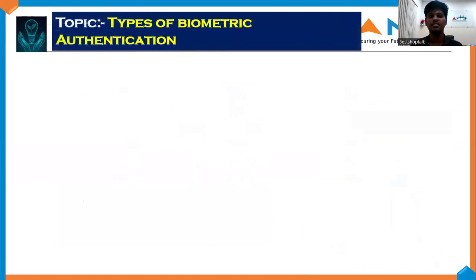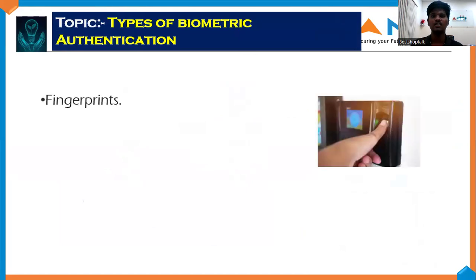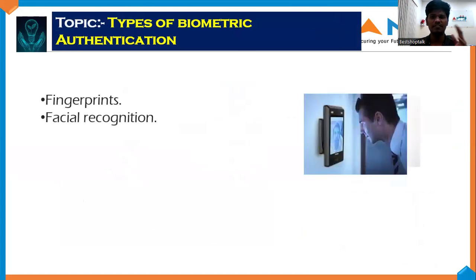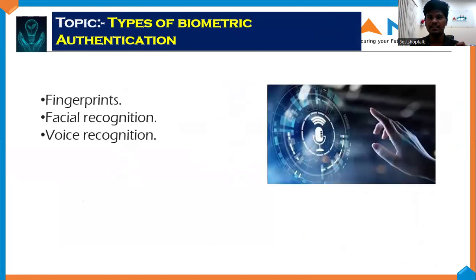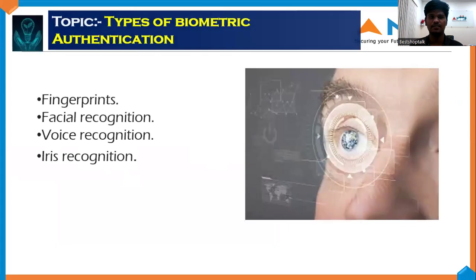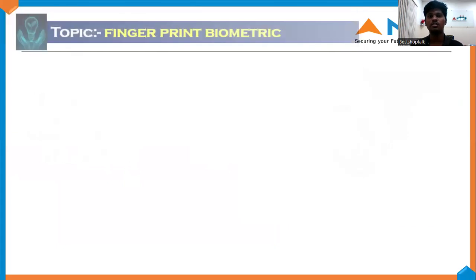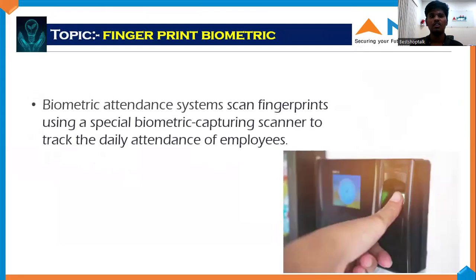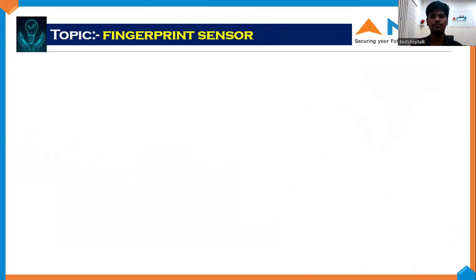Now let's see the different types of biometric authentication: fingerprints, facial recognition, voice recognition, and iris recognition. Now we are going to discuss the fingerprint biometric. In that, we are going to see the attendance system. A biometric attendance system can scan fingerprints using a physical biometric capture scanner to take the daily attendance of the employees. In that, a fingerprint sensor is used.